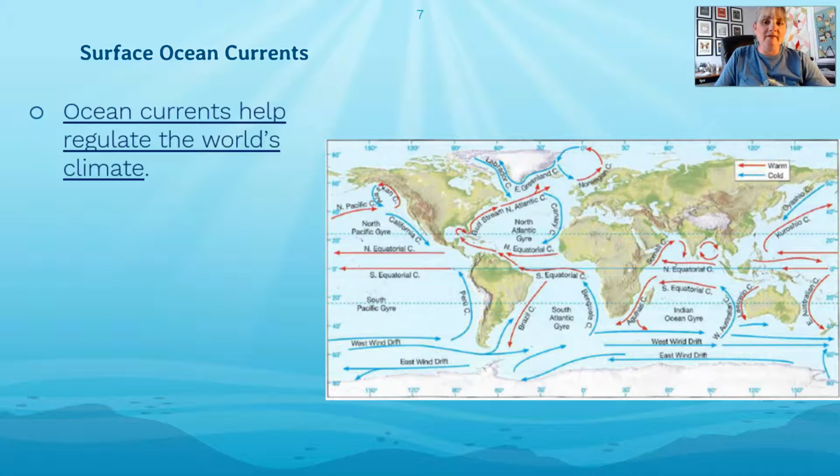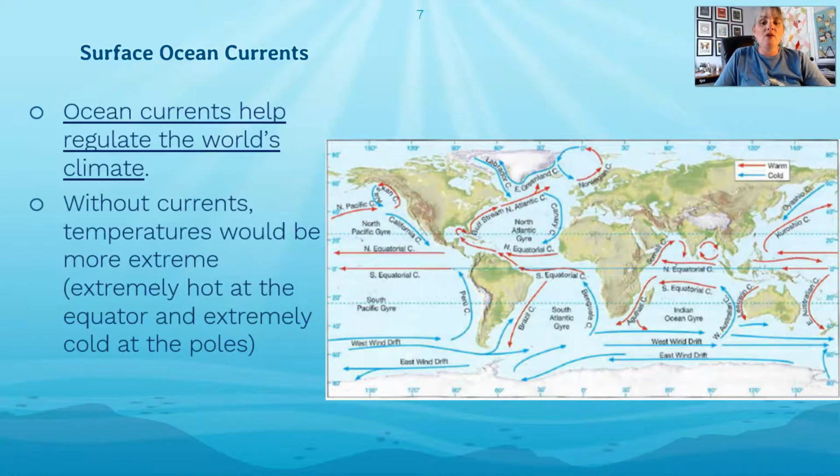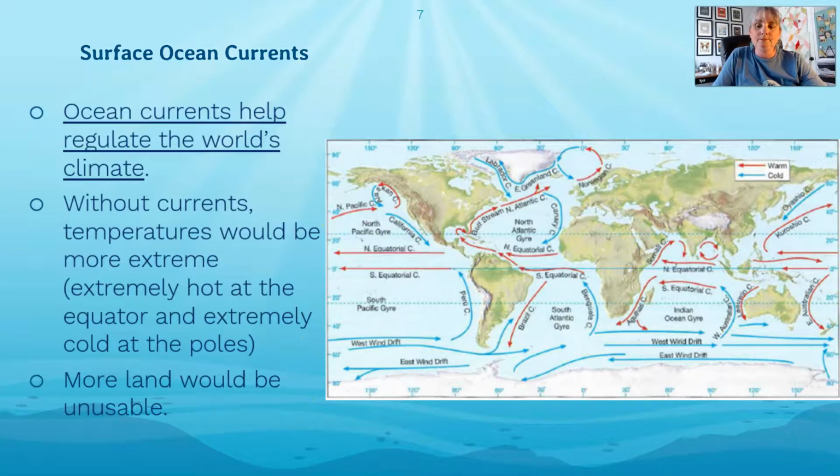Now, because of that, currents help to regulate our Earth's climate, which is more than just weather. It's how warm different places are, and those currents help change what would maybe be a different kind of climate if we didn't have that. So without currents, temperatures would be more extreme. At the equator, it would be hotter than it is now, and at the poles, it would be even colder than it is now if we didn't have warm water coming down to the poles and warm water leaving the equator to heat up other parts of the planet. So if that was the case, we would have less usable land.